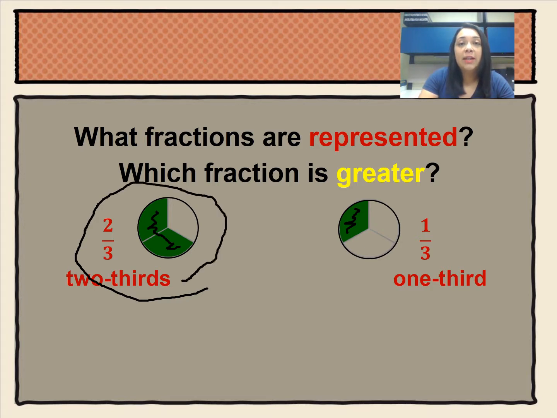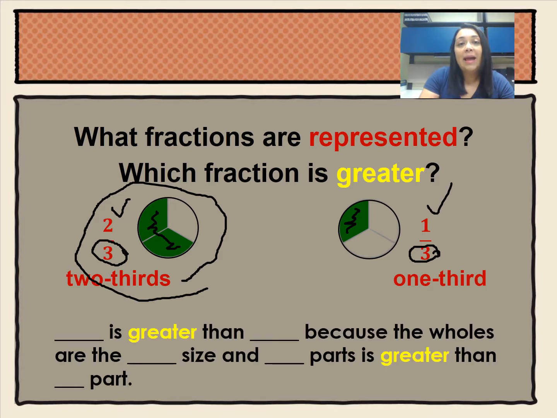We can also take a look at the fraction and think about the numerator and the denominator when comparing. They both have the same denominator. Each fraction circle was partitioned into thirds. So now we just have to look at the numerator. And when we look at the numerator, we can see that 2 is greater than 1. That means 2/3 is greater than 1/3 because 2/3 has a larger portion shaded than 1/3.